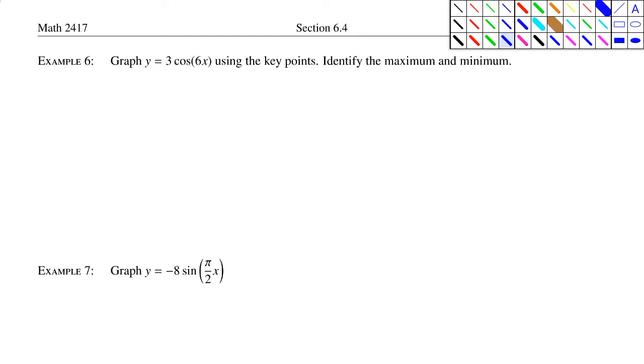Example 6, graph y equals 3 times cosine of 6x. Using the key points, identify the max and the min. So, as always, we find the amplitude is 3. The period is 2 pi divided by 6, which is pi over 3. And let's set up the grid here.